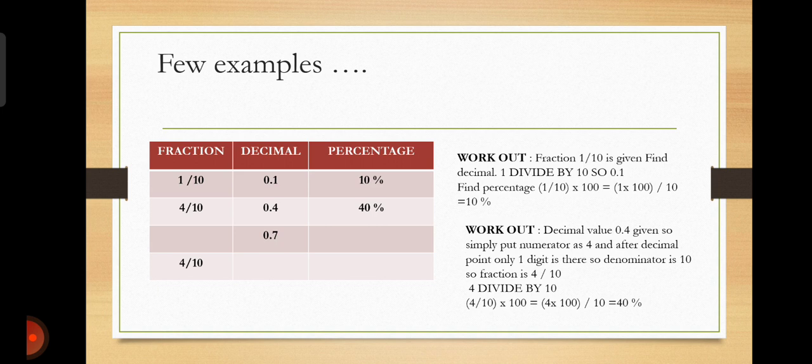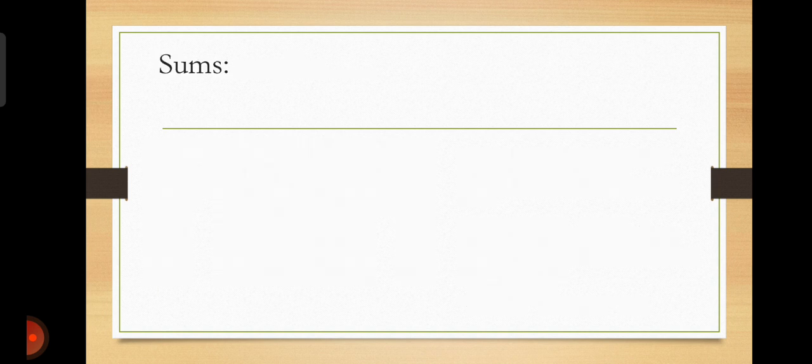Now 0.7 and 4 by 10 are the two sums which you have to solve on your own, converting into one another. That is 0.7, you have to convert it into fraction and percentage, and 4 by 10, which is a fraction, you have to convert it into decimal and percentage. And if you have any query, you are free to write it to the comment section.